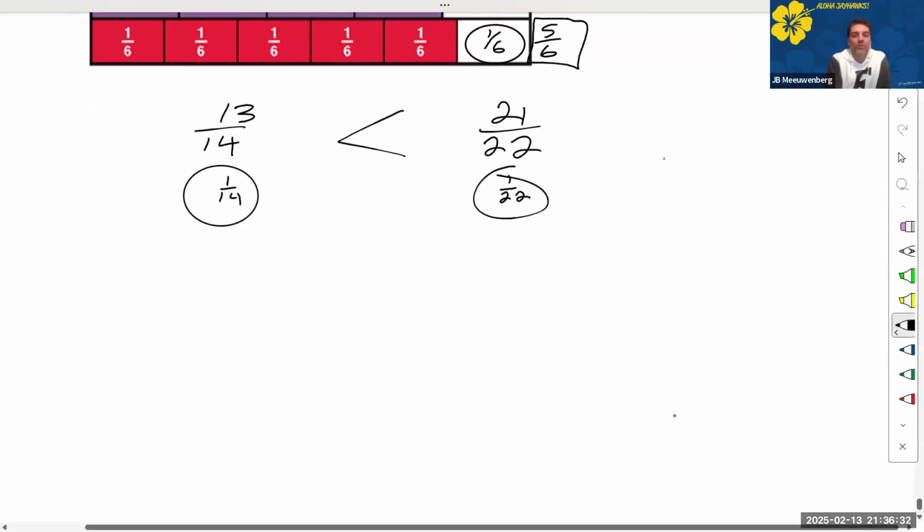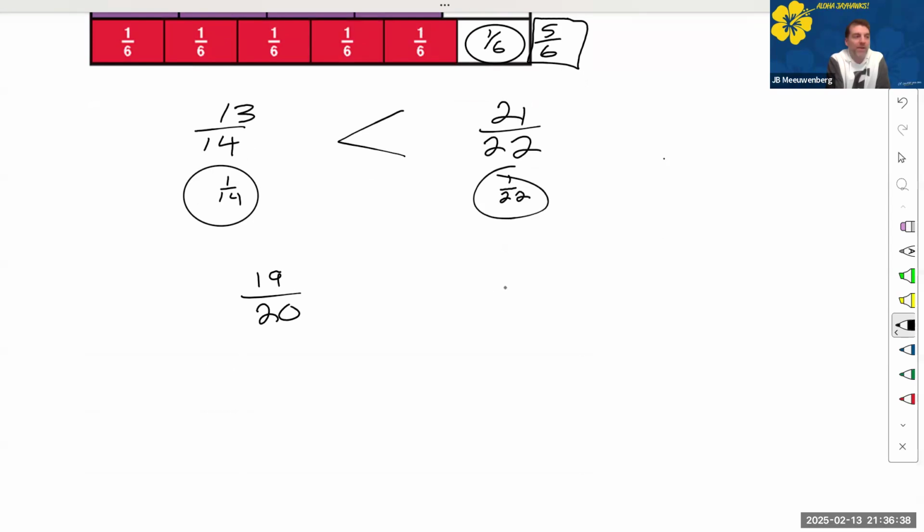You go ahead and try that with one of these. Let's go. 19/20 and 5/6. Go ahead and stick an inequality symbol between those.